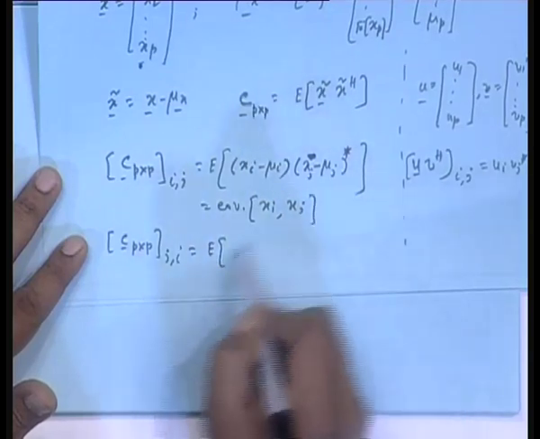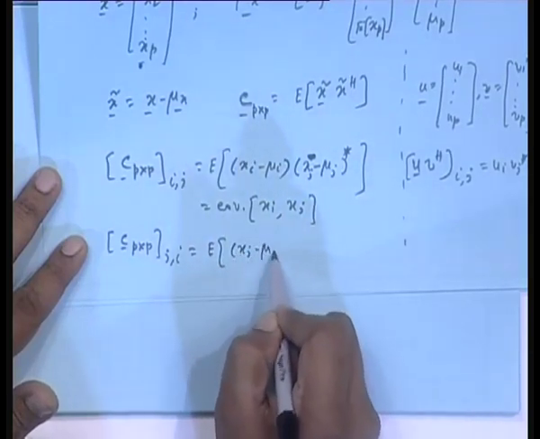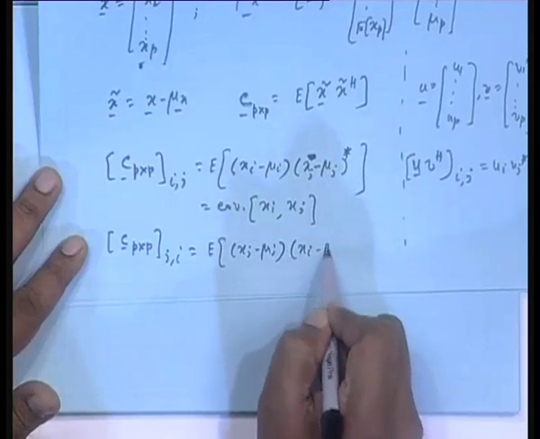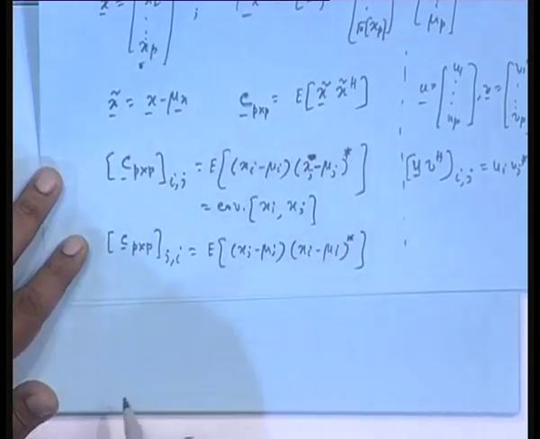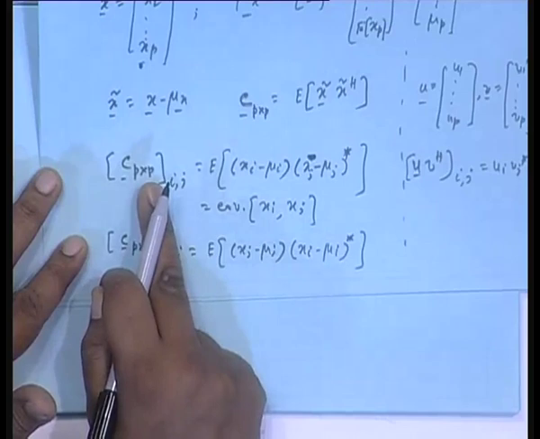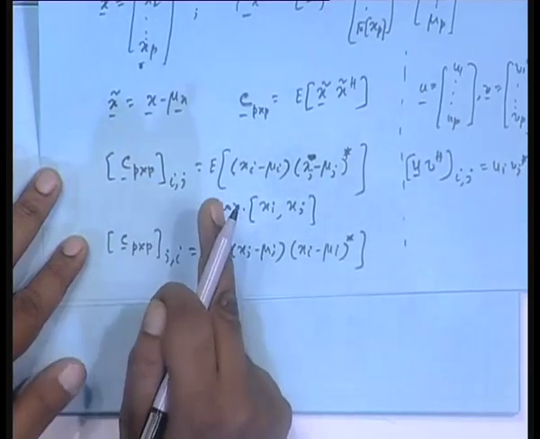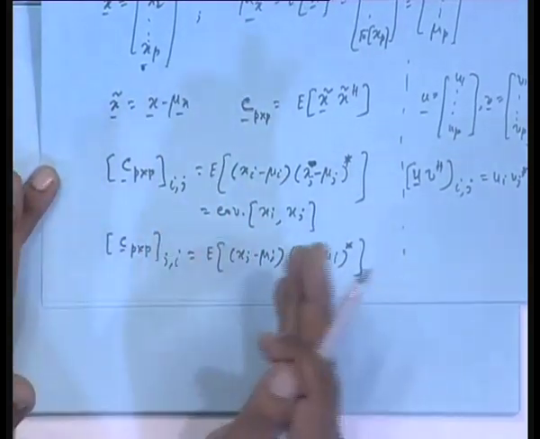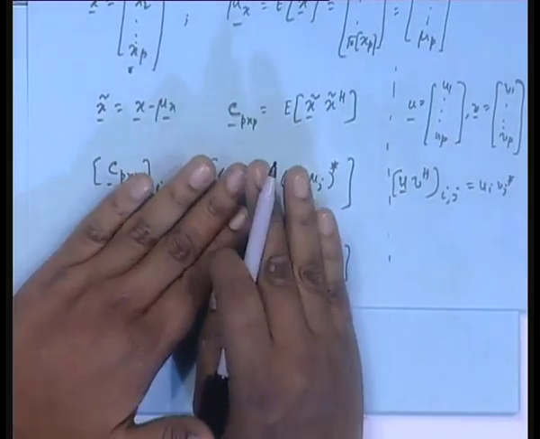E of this will come first, xj minus mu j, and so obviously this is conjugate of this. So the ijth element and the jith element are the same but conjugates of each other. So it is conjugate symmetric. This way you can say it is Hermitian. Even otherwise, as I told yesterday, you don't have to do all this by simple algebra.